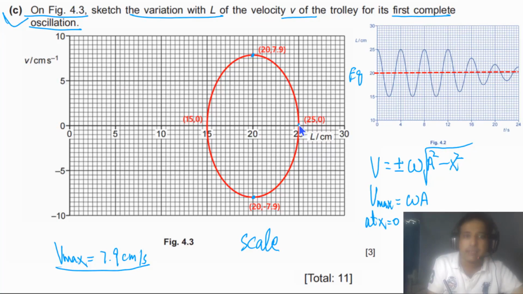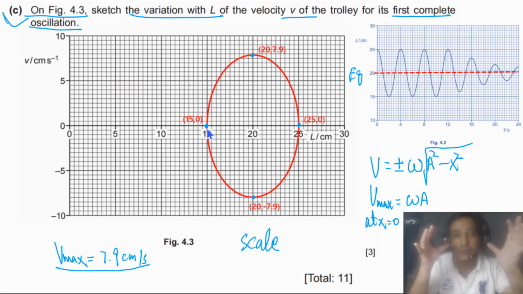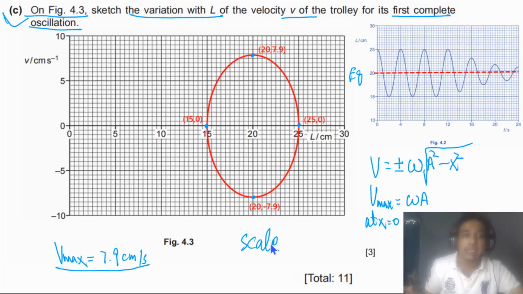And when X is maximum, speed has to be 0. Means when X is equal to a square, speed will be 0. So this is the point here, speed is 0. So this is how you need to sketch a typical type of graph. You need to be clear how to sketch this. Shape is depending on the scale, very important. It can be a circle, it can be an ellipse.